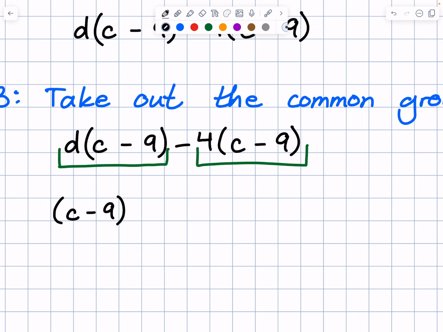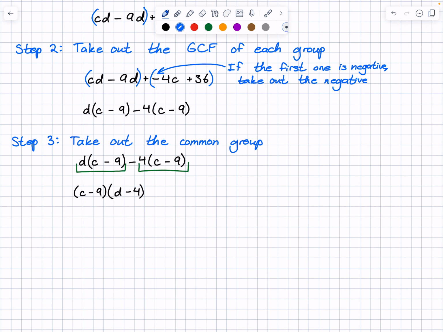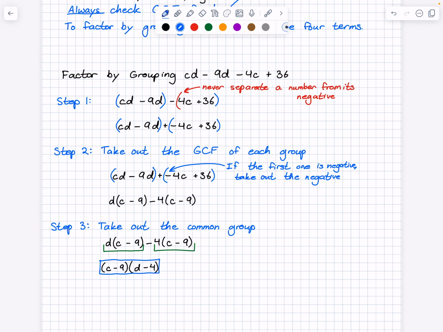We're going to take it out, and we're going to write down what's left. In the first one, the first green box, you take out a C minus 9, you're left with a D. In the second one, if you take out a C minus 9, you're left with negative 4. I'm going to close my parentheses, and that's it. I did it. That is how you factor by grouping.